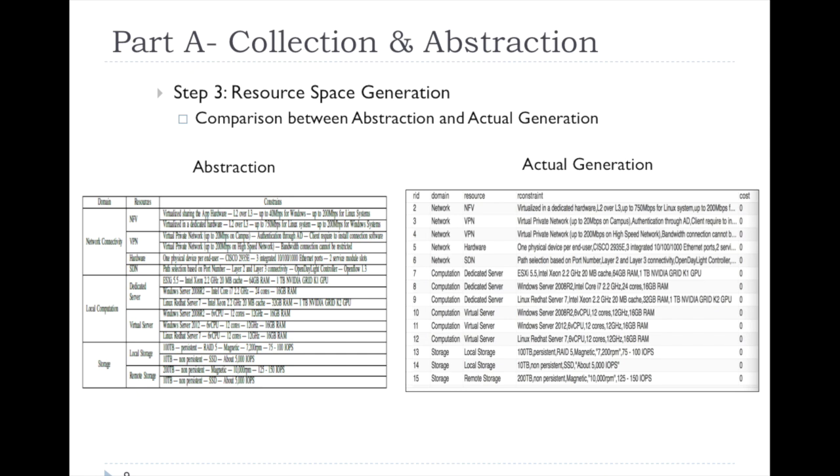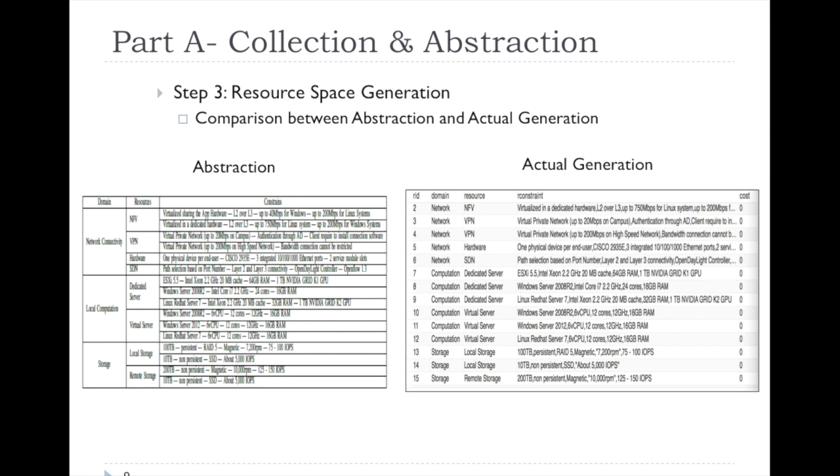In resource space generation, we have, like I said, network connectivity, computation, and storage. Network connectivity may have NFV, VPN, hardware, and SDN. These requirements are again known from the questionnaire on the website, and all the requirement details are saved in the constraints. These constraints pertain to the maximum amount of requirements we could satisfy from our end.